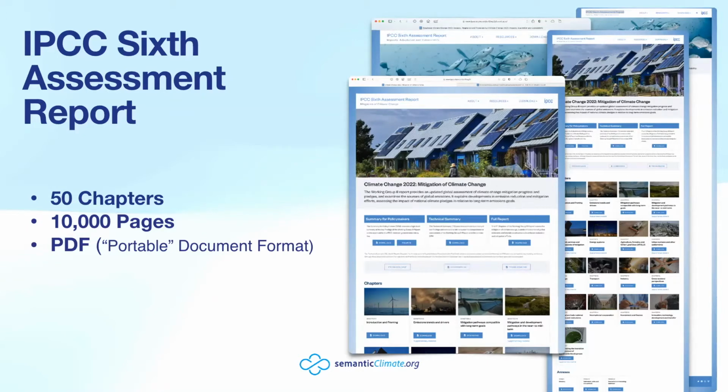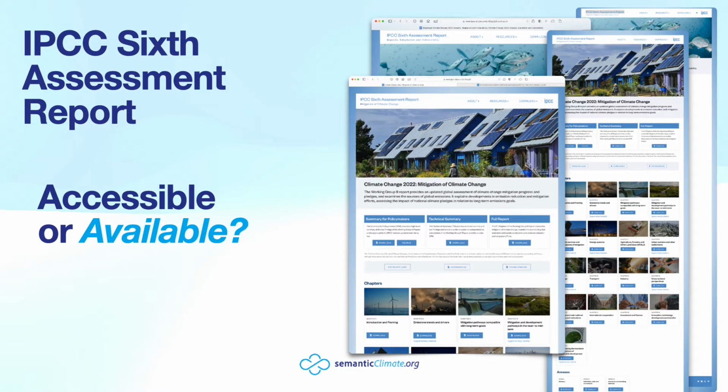And most importantly, this entire resource, like the rest of the climate data which is available to us in the world, is entirely locked in the so-called portable document format that you know as PDF. So we must ask, is the IPCC report and the rest of the climate data in the world truly accessible, or is it just available?